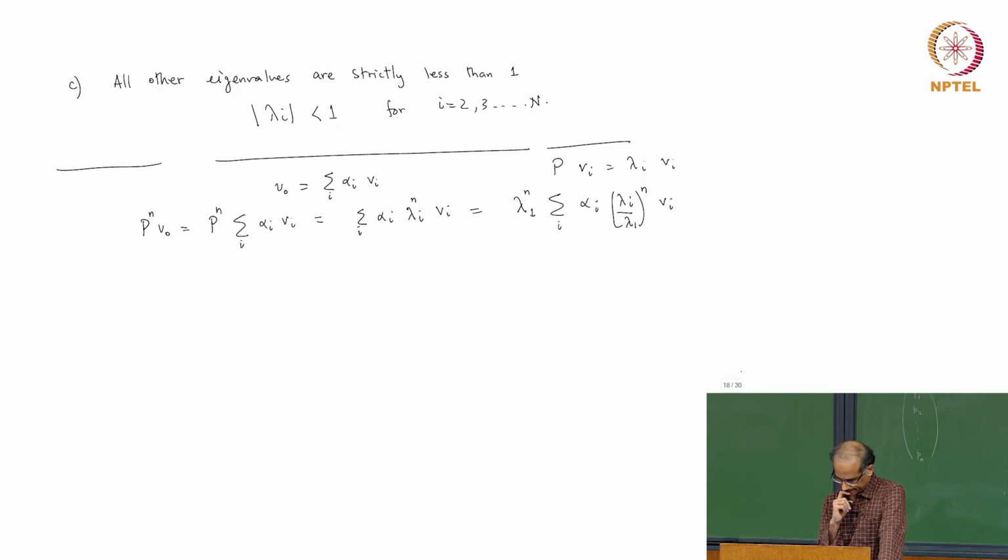Now what happens? In the limit that n tends to infinity, from this equation you can actually see that this will simply go to alpha 1 V1, which is proportional to your pi bar, the stationary probability distribution.